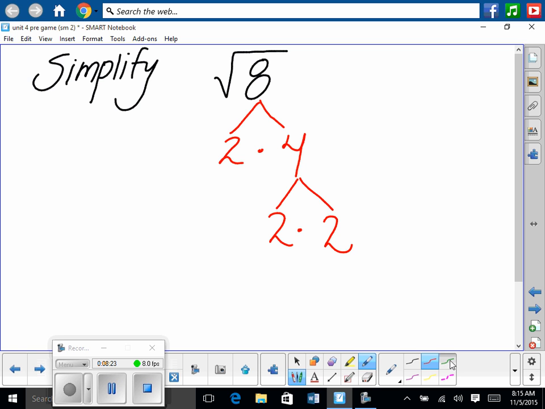Now this is where the other common error comes in. A lot of people I call double dip. They think that there's a 2, a 4, and a 2 under here.